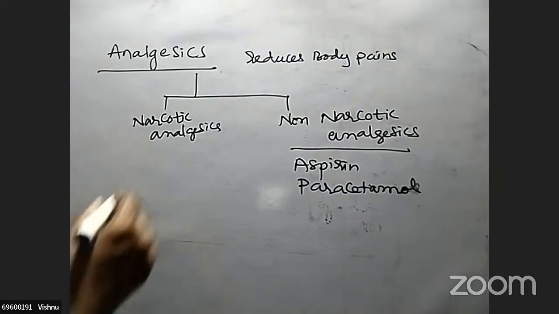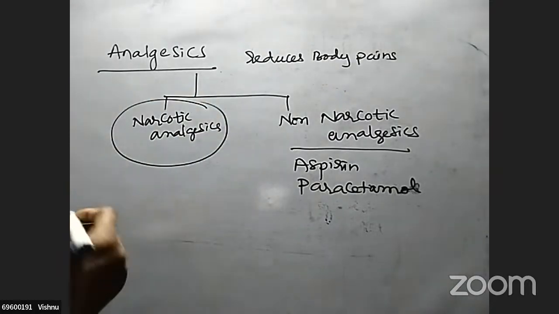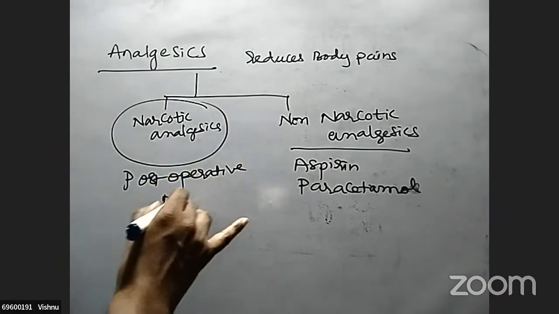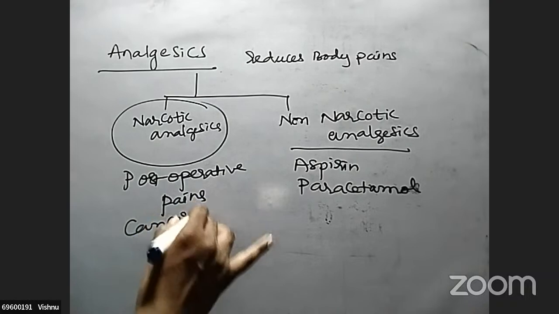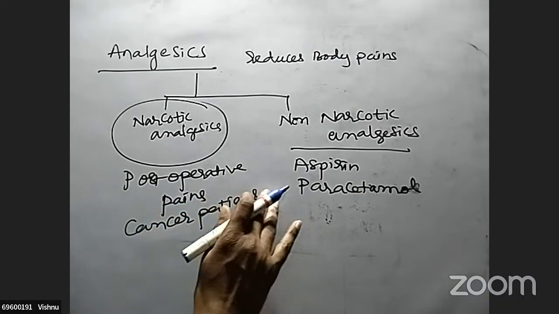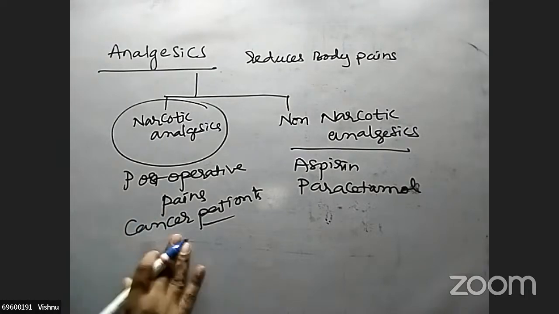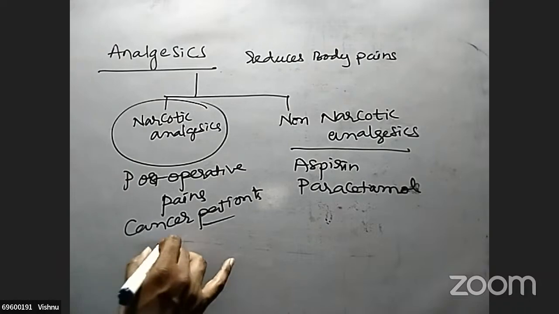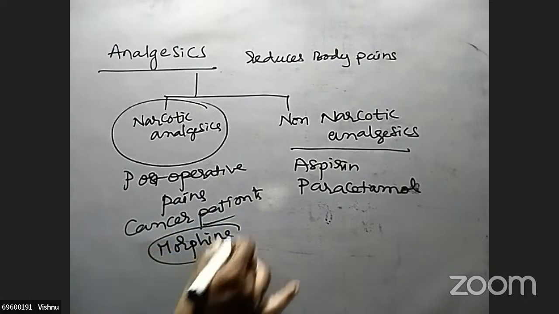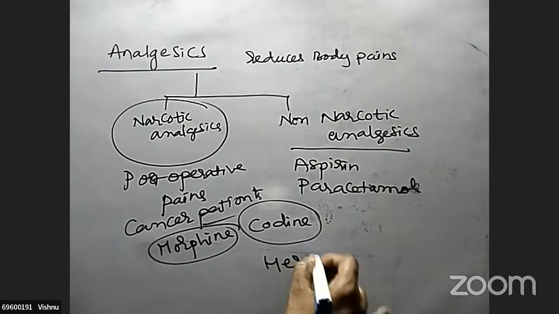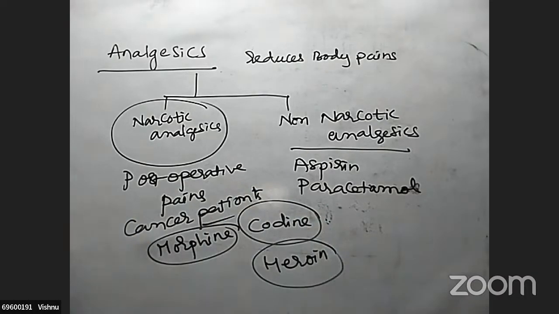Some drugs are used for severe pains, like post-operative pain after an operation, and the severe pain of cancer patients. That can be prevented by narcotic analgesics. Examples of narcotic analgesics are morphine, codeine, and heroin.